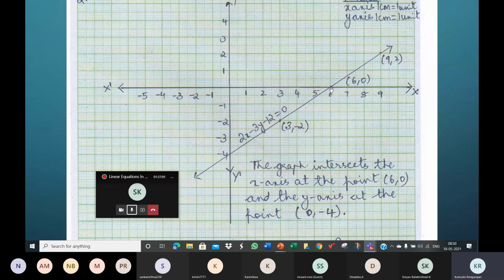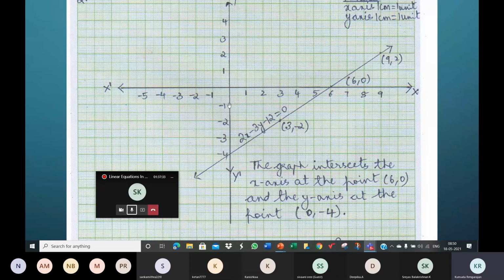But how do we know it's the x-axis? Because when the y coordinate is 0, the point lies on the x-axis. So when you give y 0 and find the corresponding value of x, you're finding the point where the line cuts the x-axis, because only there y is 0. And when you give x 0 and find the corresponding value of y, x is 0 only on the y-axis.